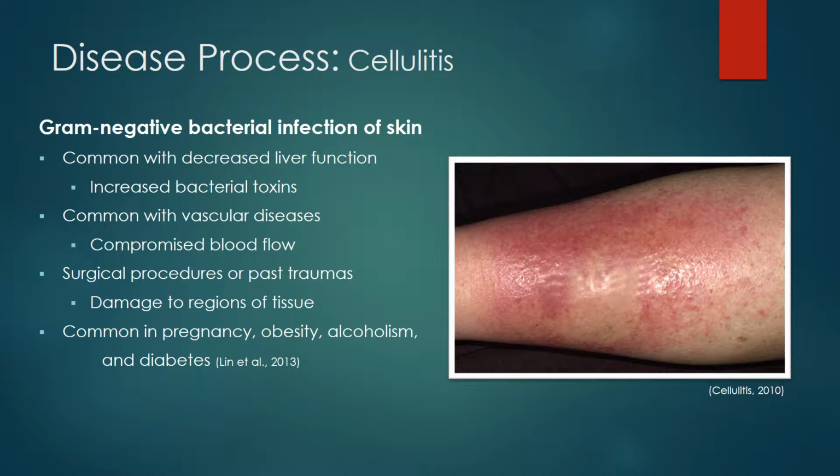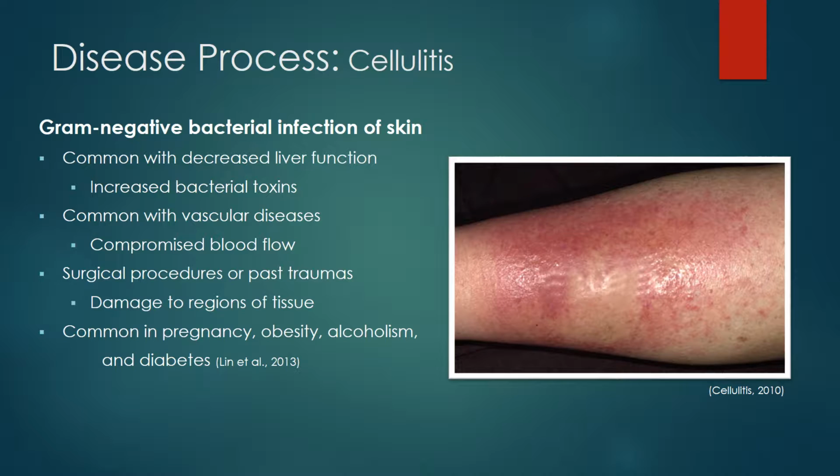And the reasoning for this is that it is a bacterial infection, and our liver does process toxins from our blood. The bacterial toxins begin to increase within the body and show up in the form of a bacterial infection that manifests within the skin. It's also common with various vascular diseases. So when there's no blood flow to a certain area and there's some cellular death, the bacteria can infiltrate those areas as well.